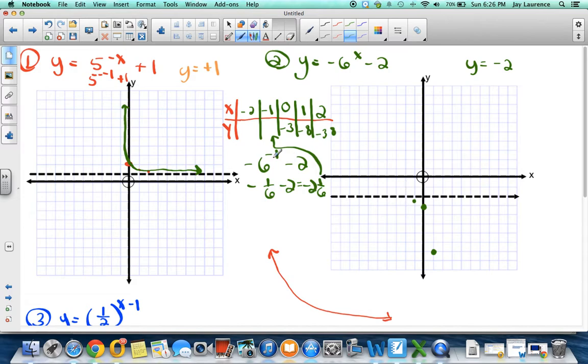Pretty close to that. When I put negative 2 in, I'm going to get the negative of 6 to the negative second minus 2. This will be 1/36. So it'll be negative 1/36 minus 2, which is going to be equal to negative 2 and 1/36. Which is going to be pretty darn close to that asymptote. And when I go to graph it, it's going to do something like that.